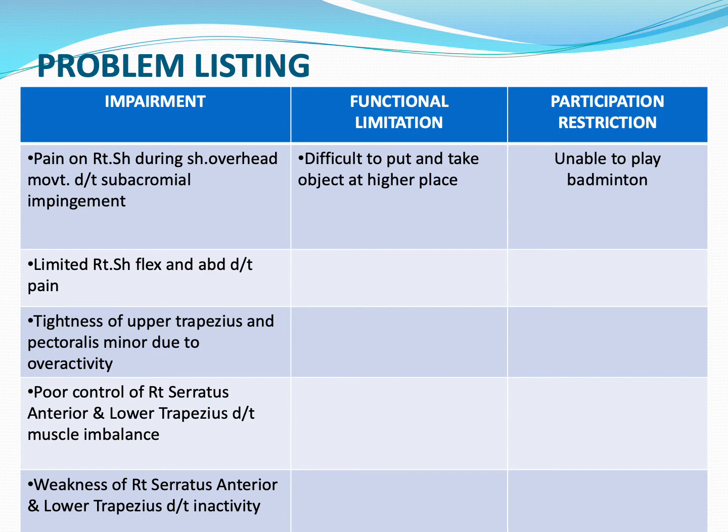This patient also has functional limitation, which is he faces difficulty to put and take objects at a higher place. Then the participation restriction: this patient is unable to play badminton like normal because playing badminton requires a lot of shoulder overhead movement. However, since this PKP, this patient is not playing any sports.